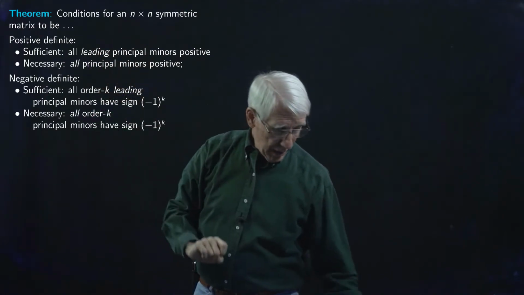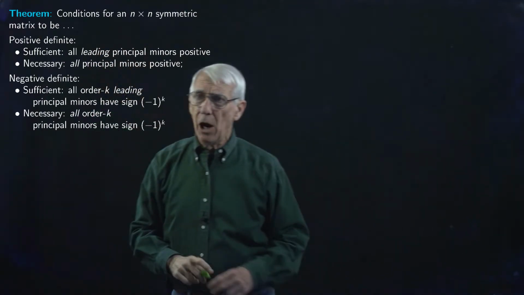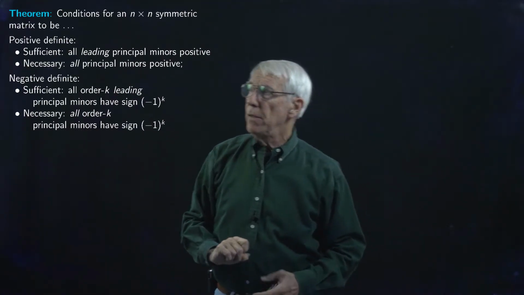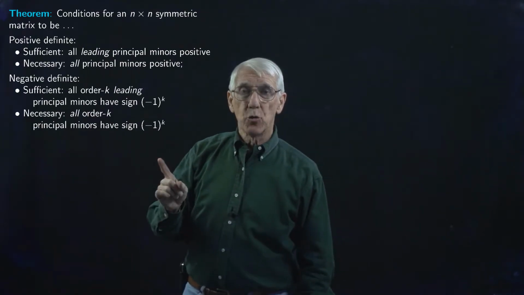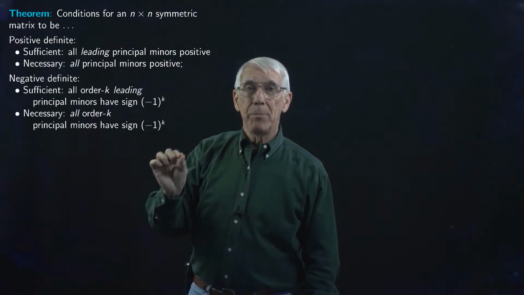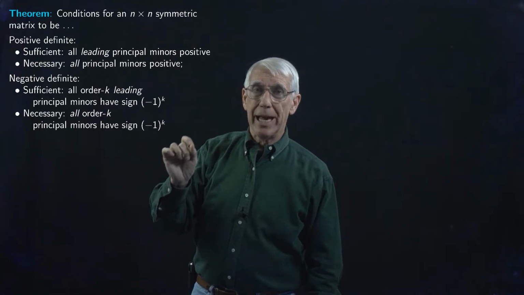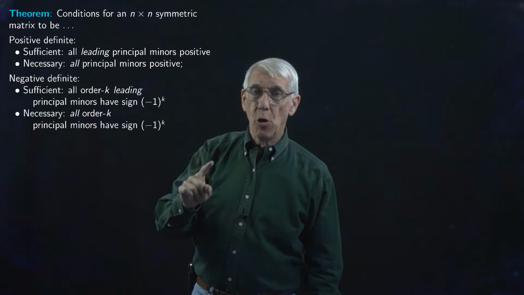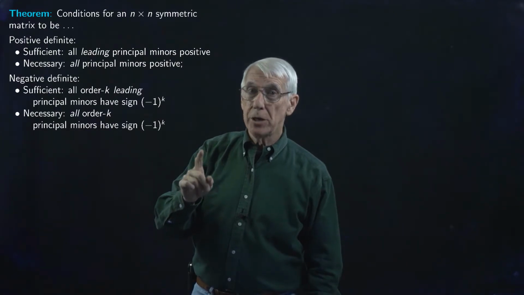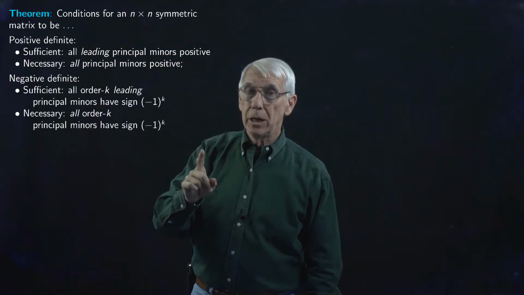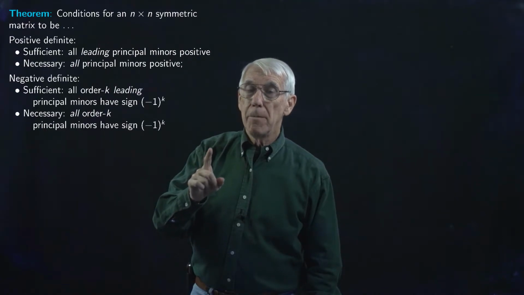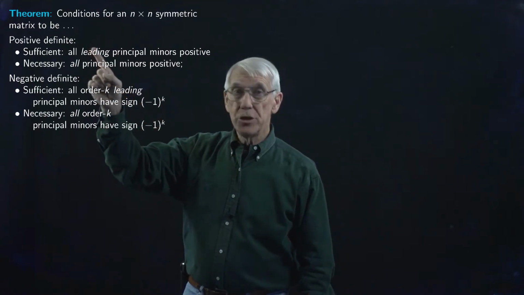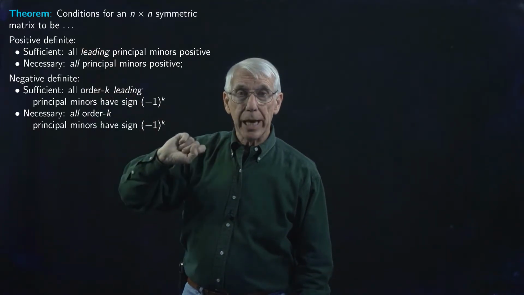Now recall that in our n equals 2 case, the conditions were that the upper left diagonal element A11 had to be positive, and the whole determinant had to be positive. Well, those are just the 2 leading principal minors of that matrix A. So indeed, this is generalizing at least that 2 by 2 case.